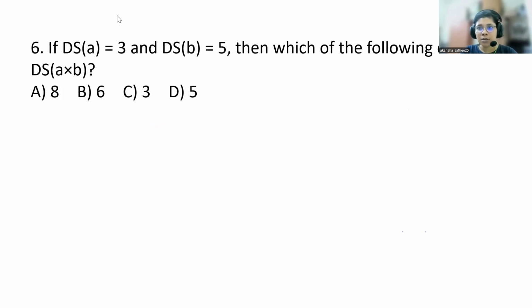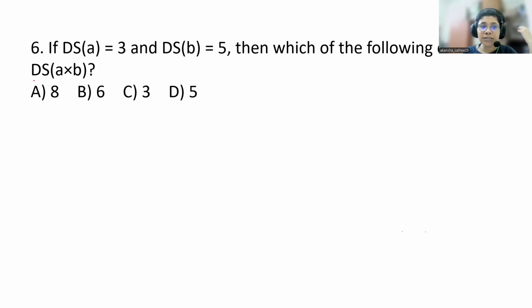Next. So what is given in this problem? Digit sum of A is given to be 3. Digit sum of B is 5. Then which of the following could be the digit sum of A cross B? How will you compute? Again, I will give you a few seconds to think about it. Here you have to compute A into B, but A is not given. A is unknown. B is again unknown. How will you compute it? Do you remember the rule?